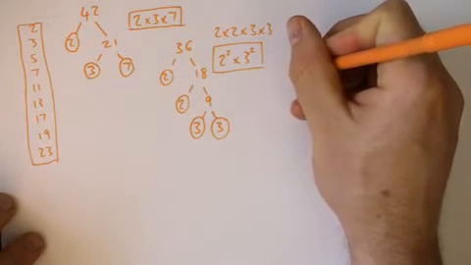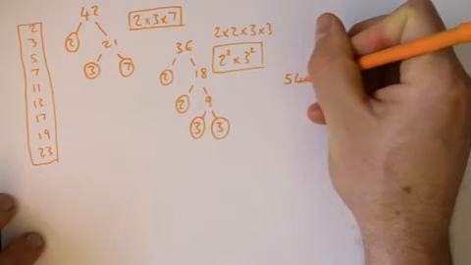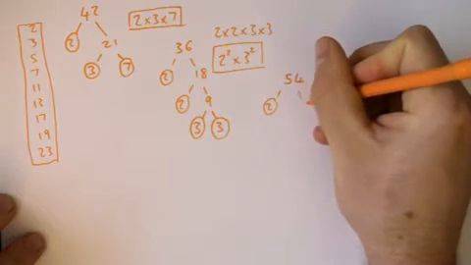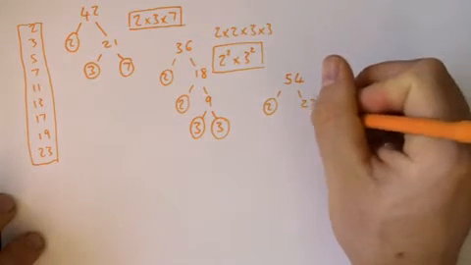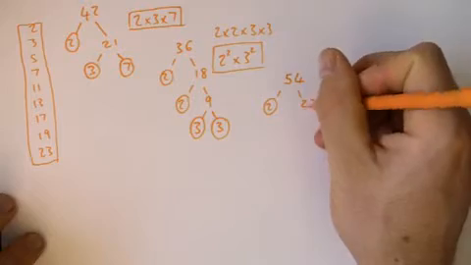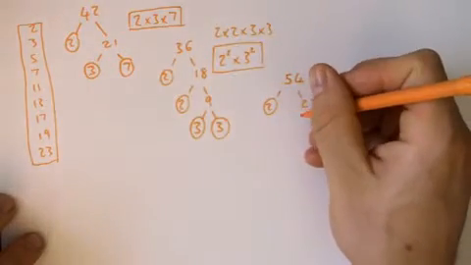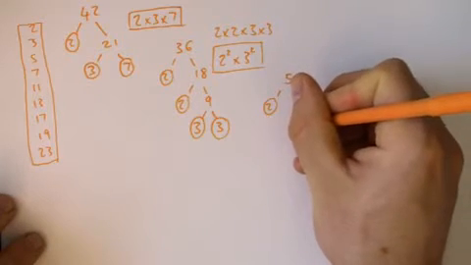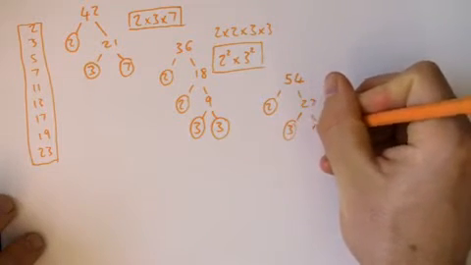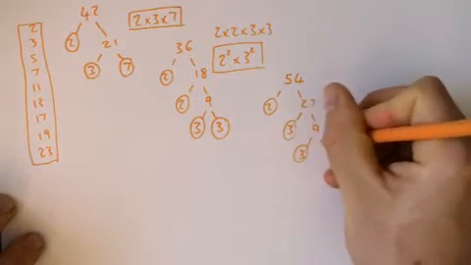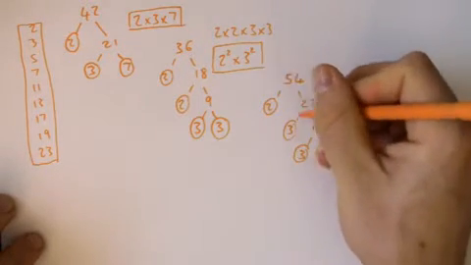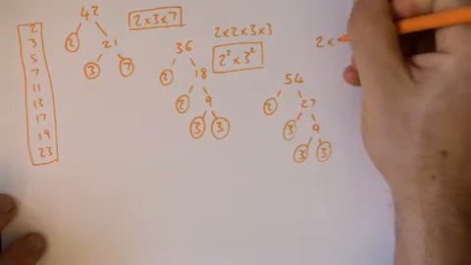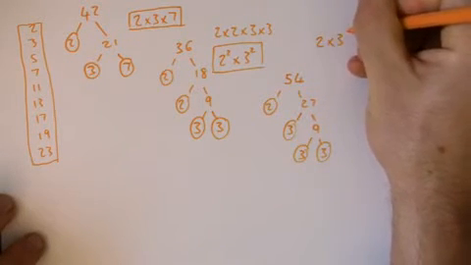Let's have a look at 54. 54 can be divided by 2, which now gives me 27. Now at this point, hopefully you can start spotting some patterns. 27 is 3 cubed, and we'll show that. It can be divided by 3, which gives us 9, and it can be divided by 3, which gives us 3. So 54 as a product of its prime factors is 2 multiplied by 3 cubed.